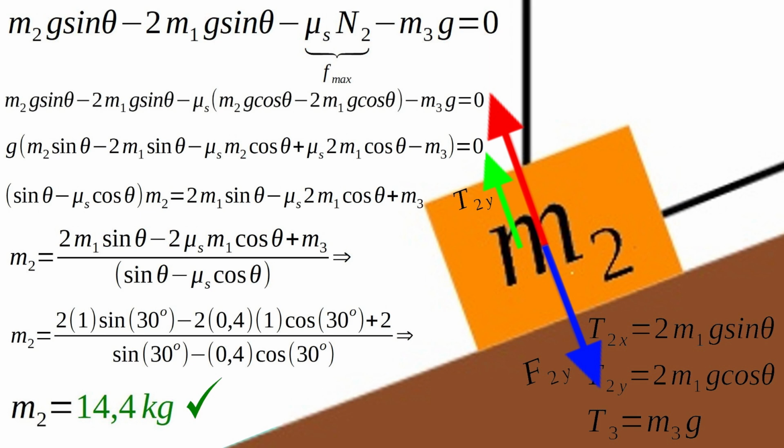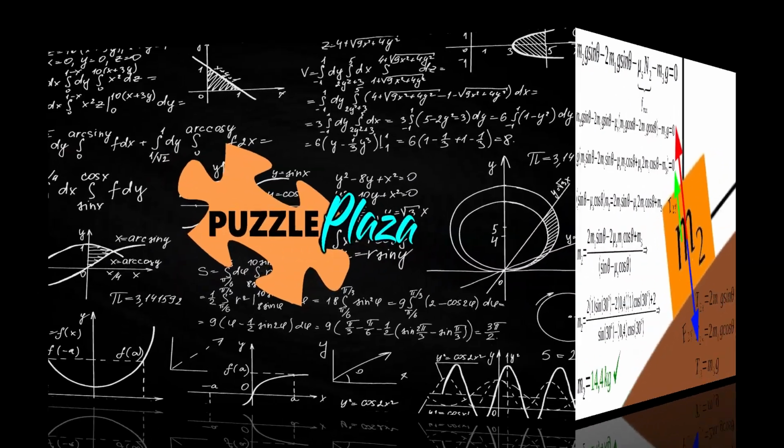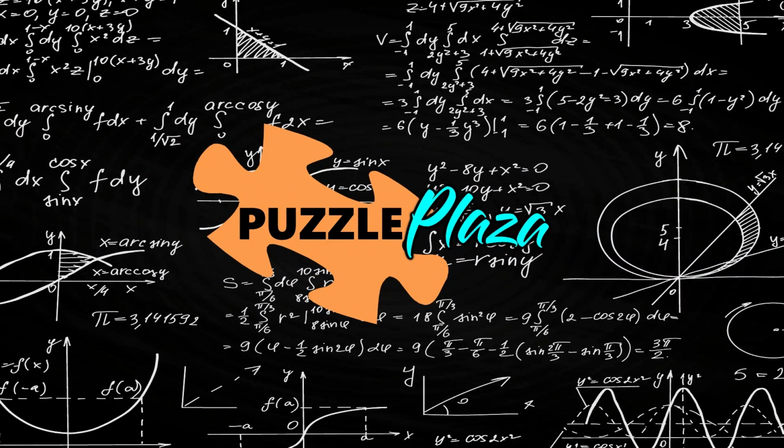14.4 kilograms, which at first looks like a counterintuitive answer. But notice there are 3 forces preventing block 2 from sliding down. And the angle theta is small, it's only 30 degrees. So it's going to take a large mass compared to the other 2 in order to get it to start moving. So yeah, that was an interesting puzzle. We can all rejoice in the marvelous world of physics.